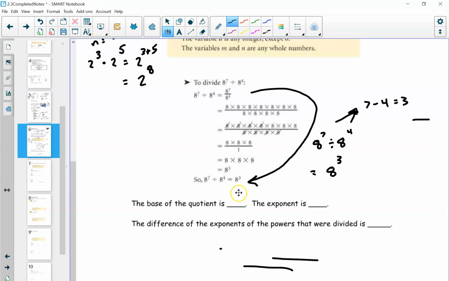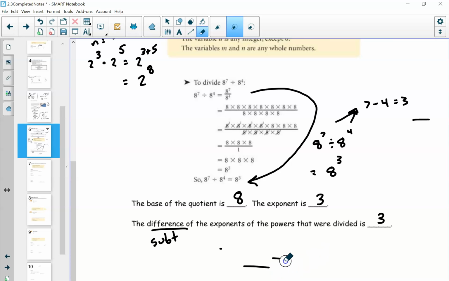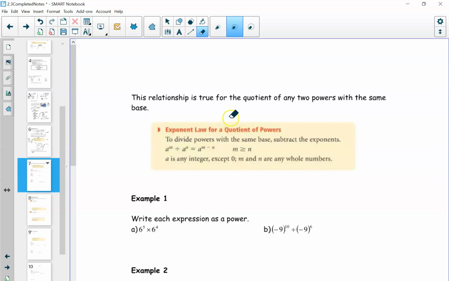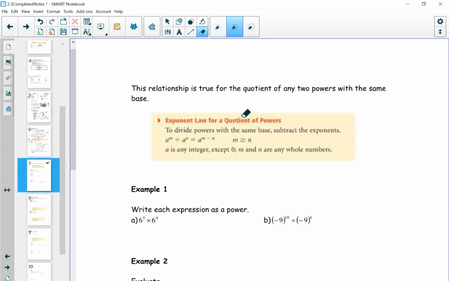The base of the quotient is, that's the 8, correct? The exponent for the answer is 3. Okay, the difference, subtraction, of the exponents of the powers that were divided is 3. Just like we did above. Erase these little marks. All right, let's move on to the official explanation.